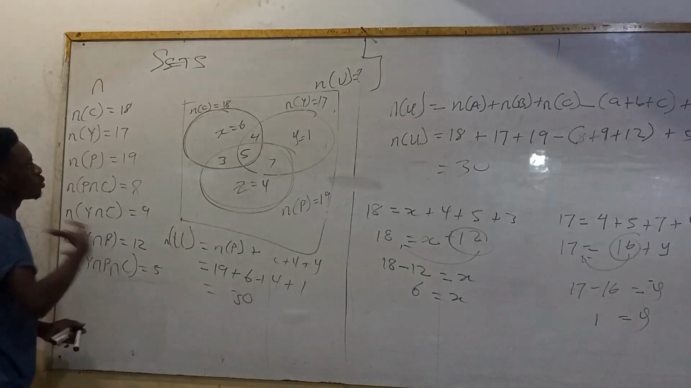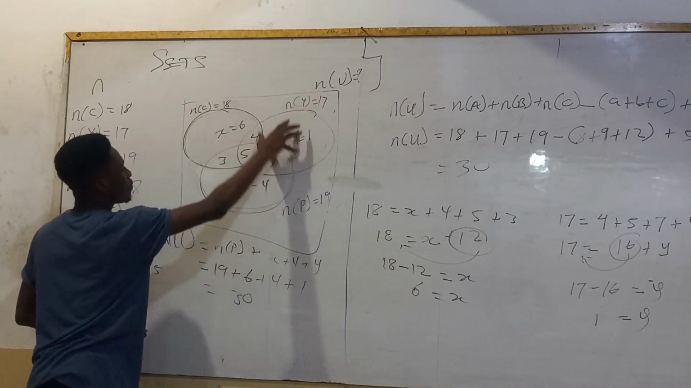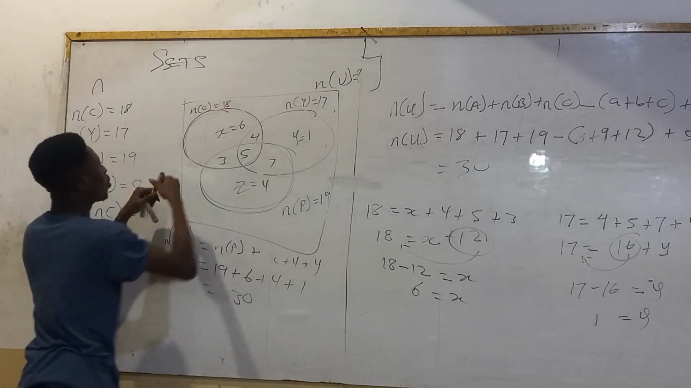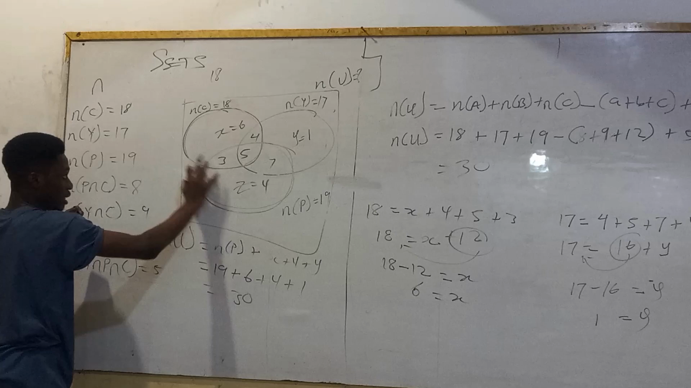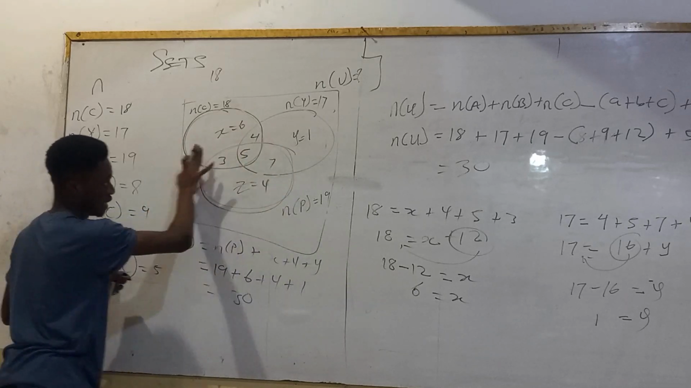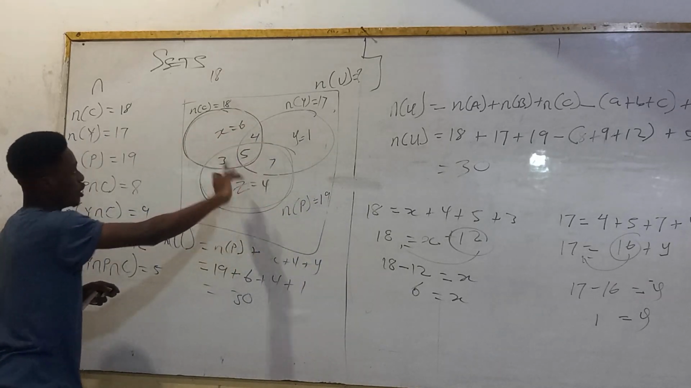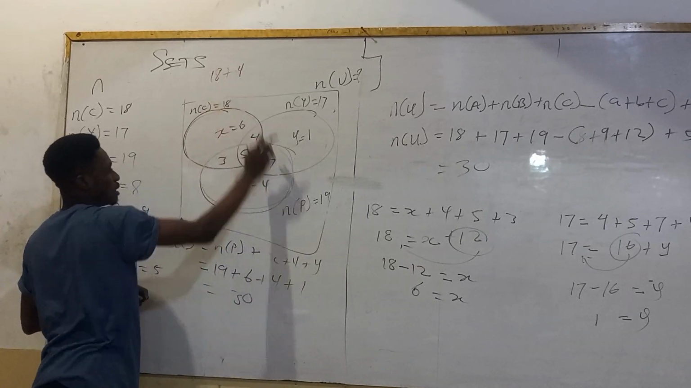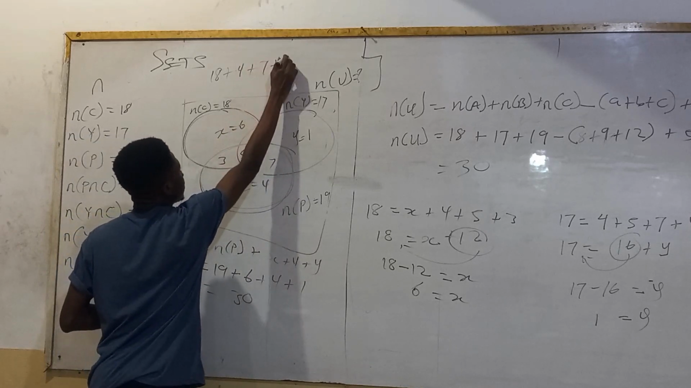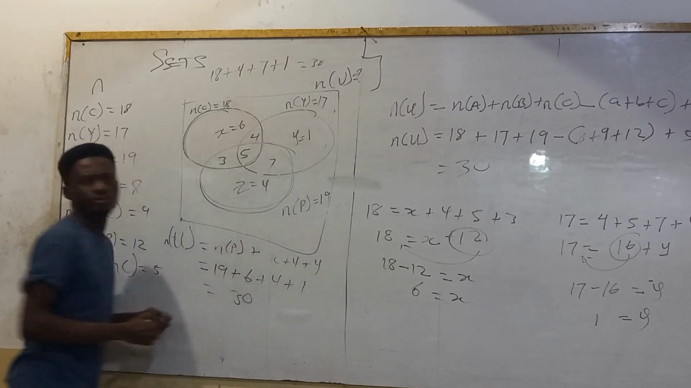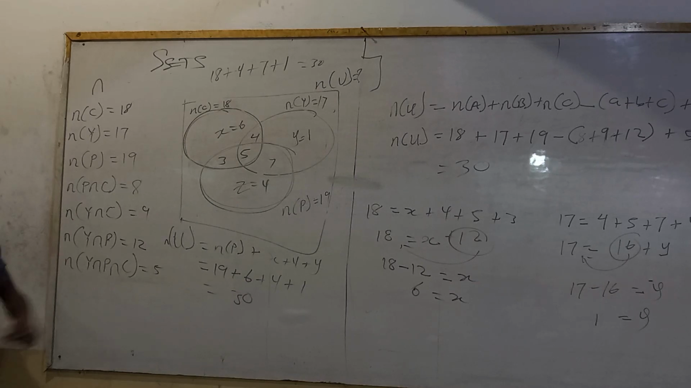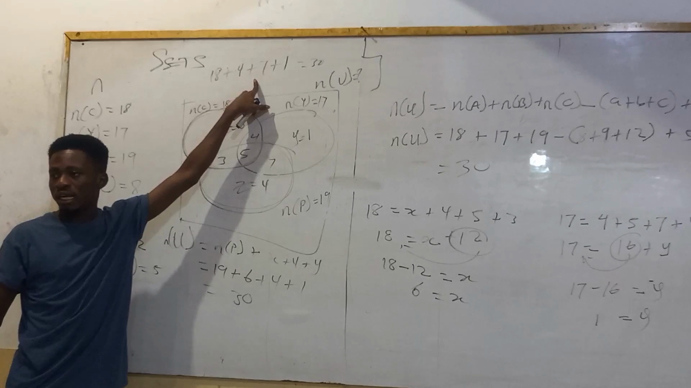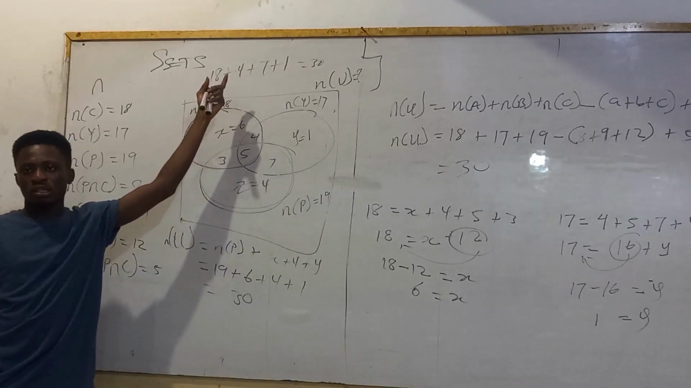So when I'm looking for the universal, since I have everything, I can just take 18. This 18, because I know that everything here will sum up to 18. I don't have to list everything. You get it? So I'll just take the 18. Then I take the 4 here, I add it. I take the 7, I add it, then the 1. It should give me 30. So 18 plus 4 is 22, plus 7 is 29, plus 1 is 30.